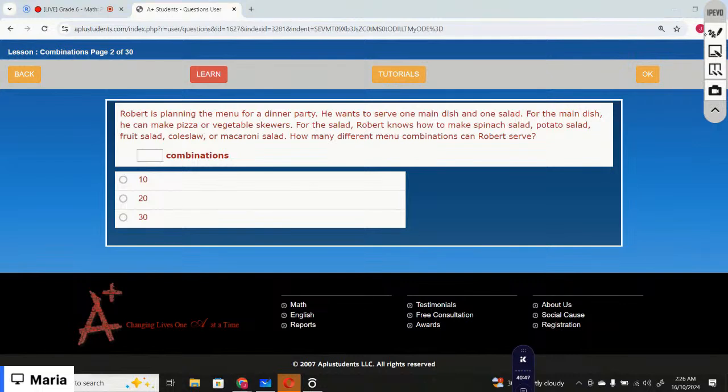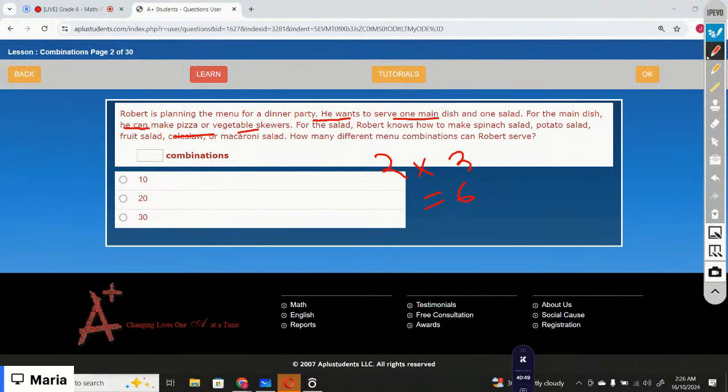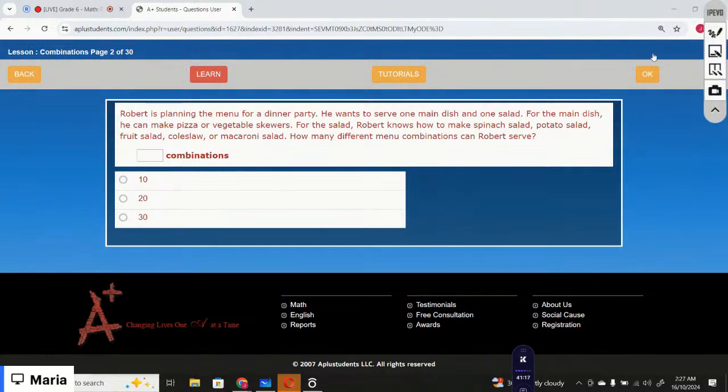Okay, so for main dish, pizza and vegetable skewers. For salad, Robert knows one, 2, 3, 4, 5. So, which is the correct option? That is 5 times 2. The correct option is 10. Option number 1 is the correct option.